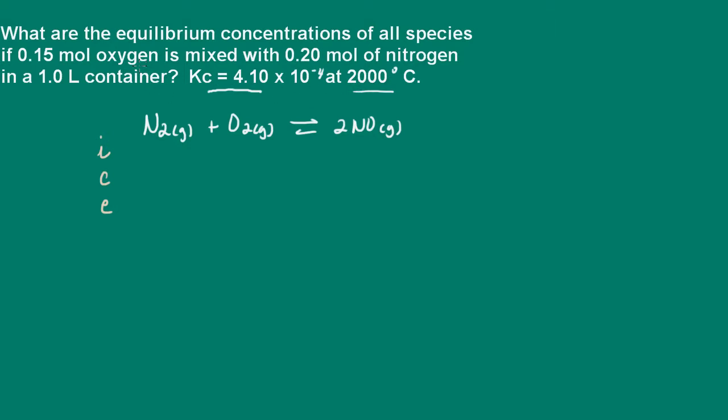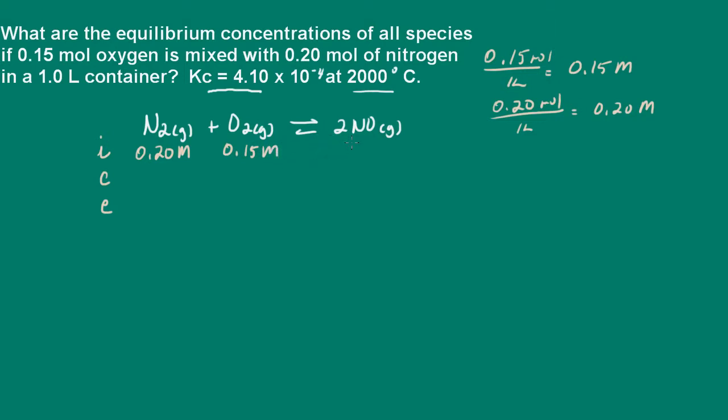Now remember, we are given the number of moles of oxygen and the number of moles of nitrogen in a 1 liter container. Those have to be converted to molarity, so 0.15 moles over 1 liter is 0.15 molar, and 0.2 moles over 1 liter is equal to 0.2 molar. So we have our initial concentrations. We have 0.2 molar nitrogen, 0.15 molar oxygen, and of course initially there would be no nitrogen monoxide.